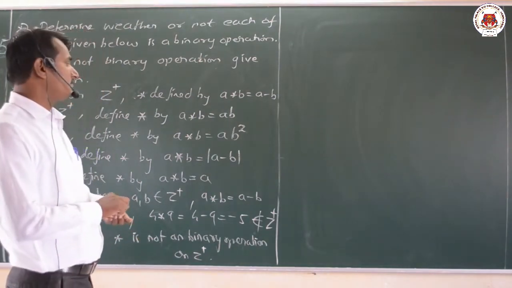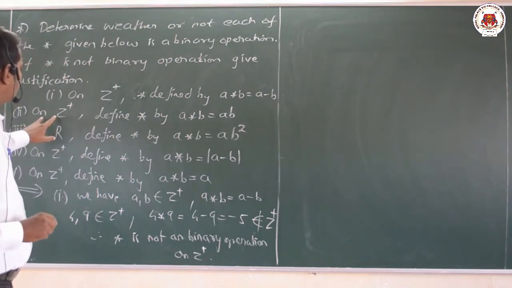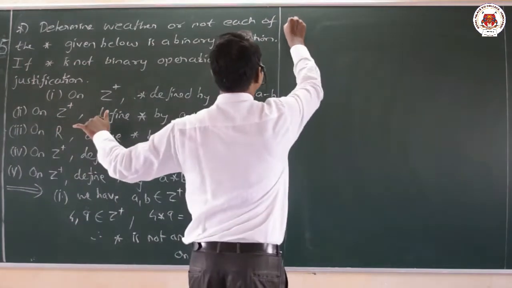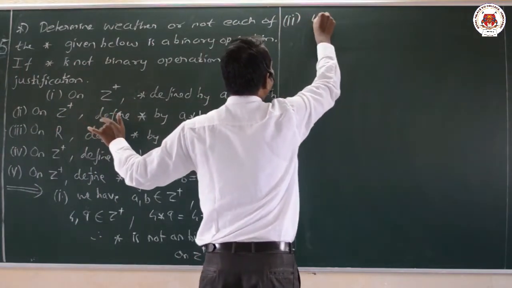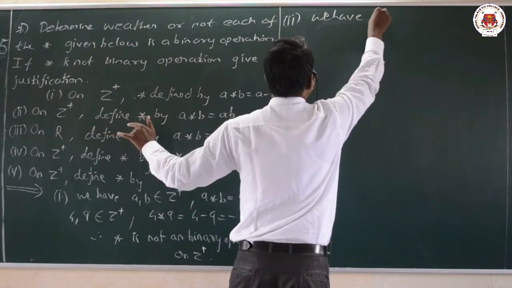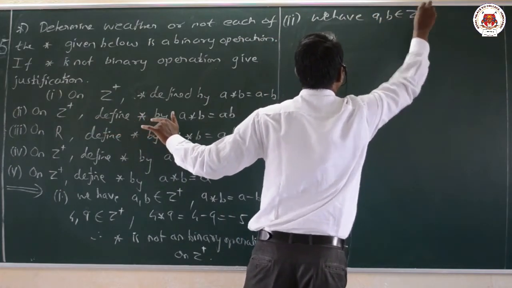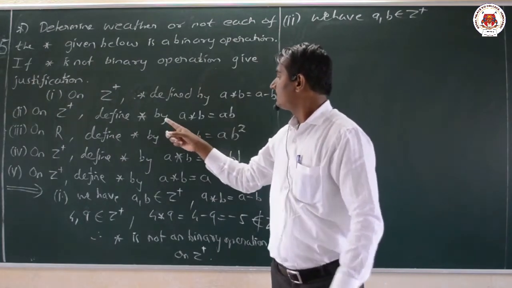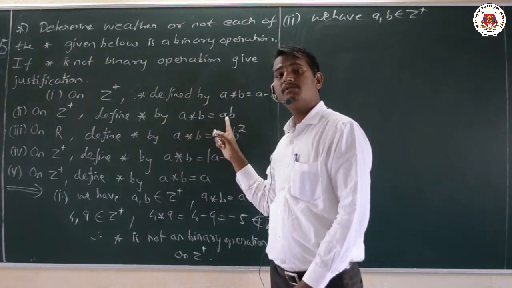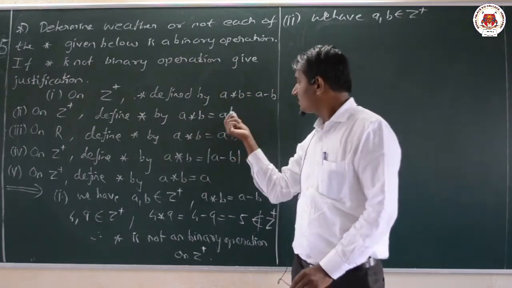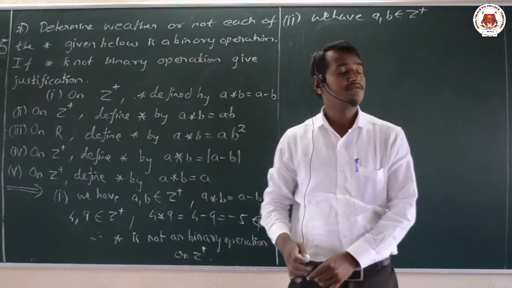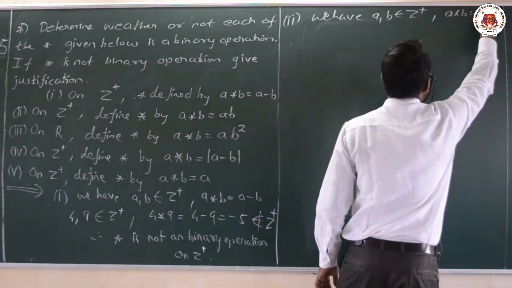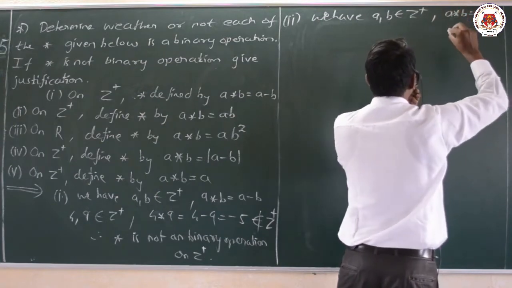Now let us move on with the next problem. What is the next problem here? Second one, on Z plus. Again on Z plus we have to show. We have a comma b belongs to Z plus. Z plus means positive integers. And here define star by a star b equal to ab. ab means a into b. Defined by a star b equal to ab.